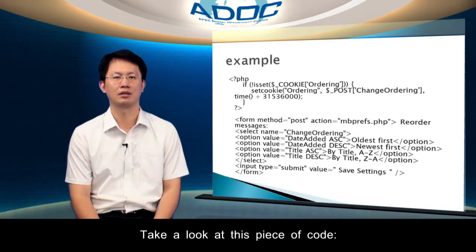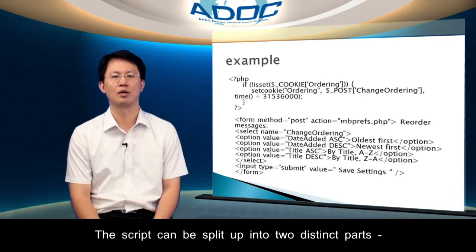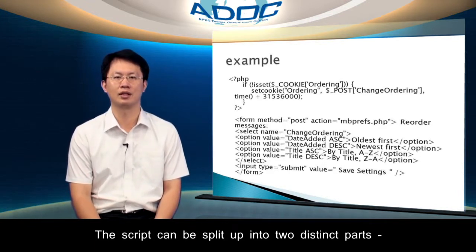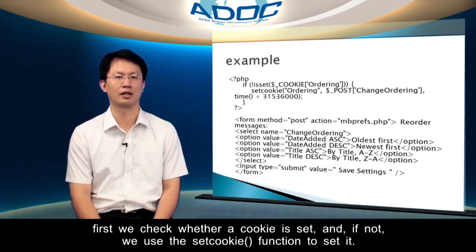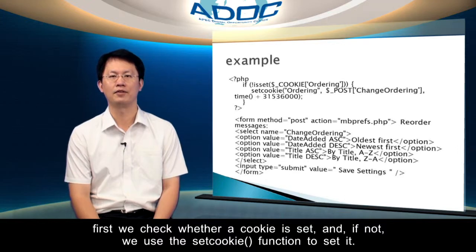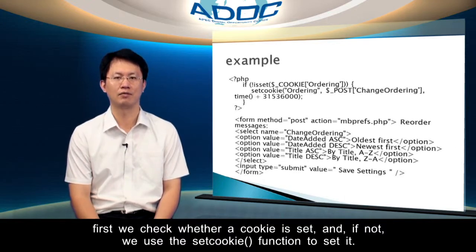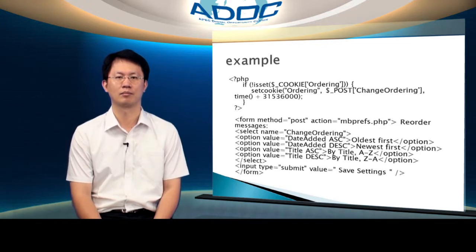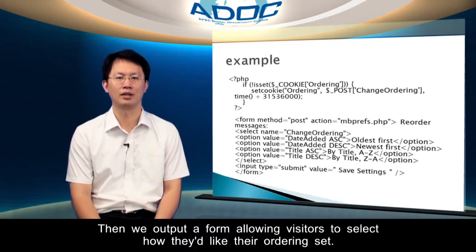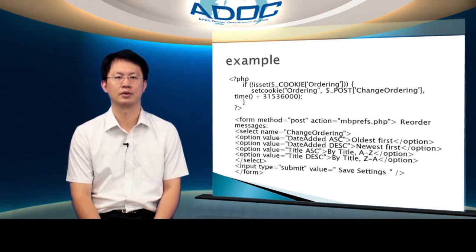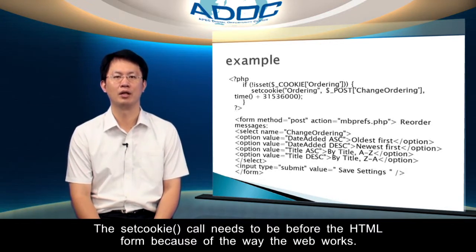Take a look at the piece of code. The script can be split up into two distinct parts. First, we check whether a cookie is set, and if not, we use the setcookie function to set it. Then we output a form allowing visitors to select how they like their ordering set. The setcookie code needs to be before the HTML form because of the way the web works.